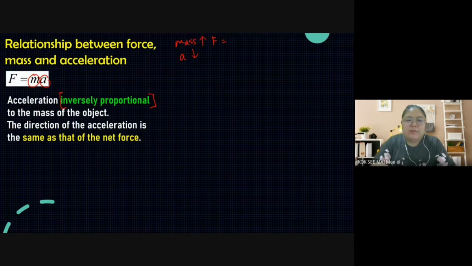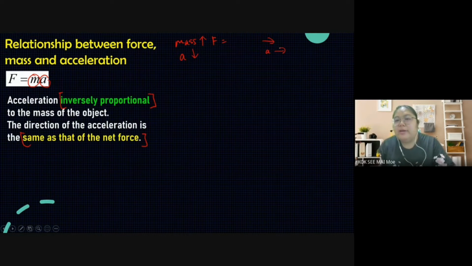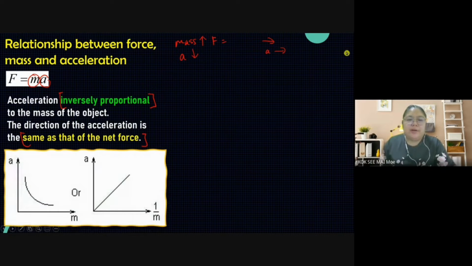So the direction of the acceleration is the same as the net force. Okay, if I say the force goes to the right, then the acceleration also follows the direction, goes to the right. Okay, they depend on the force applied. So if I want to plot the graph, A is inversely proportional to M.